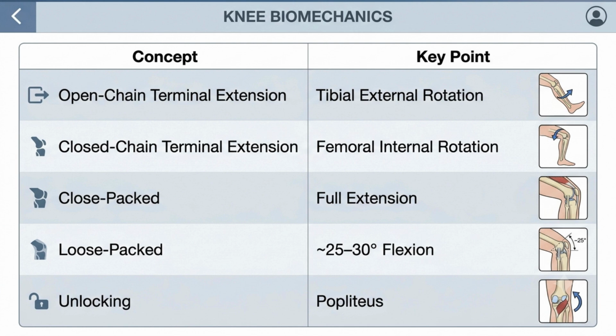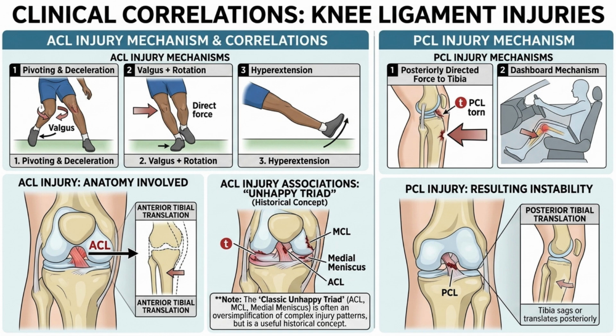For the exam, remember: open chain terminal extension, tibial external rotation. Closed chain terminal extension, femoral internal rotation. Closed pack position, full extension. Loose pack position, approximately 25 to 30 degrees of flexion. Unlocking mechanism, popliteus. Now let's apply the anatomy clinically.